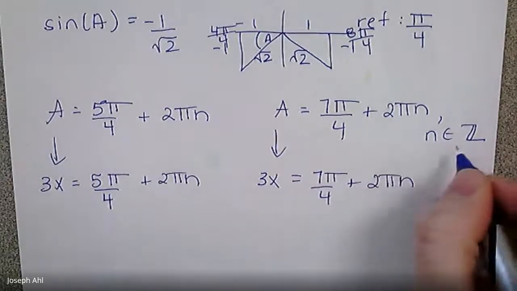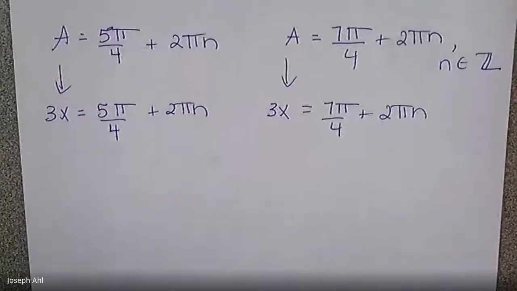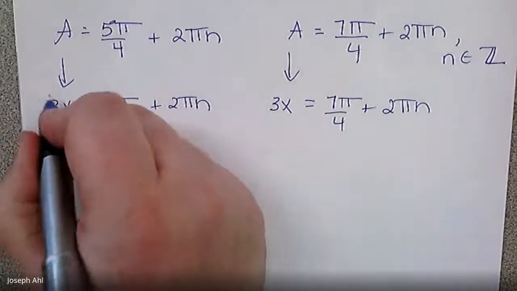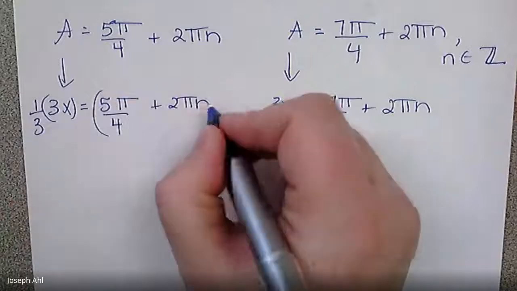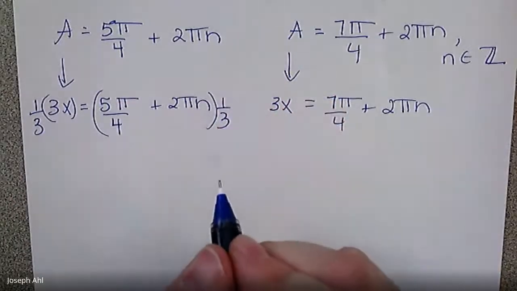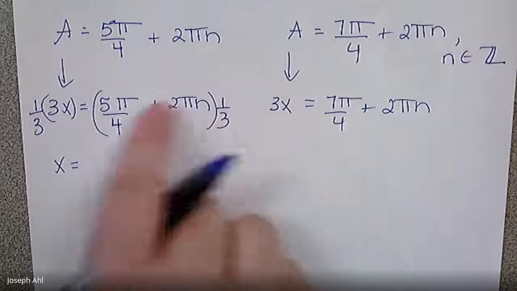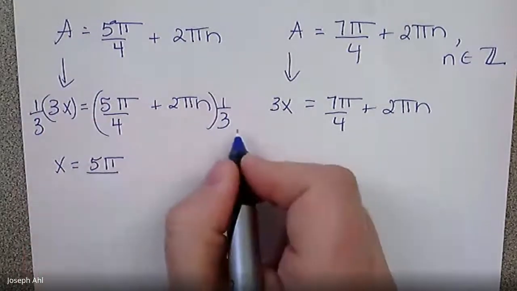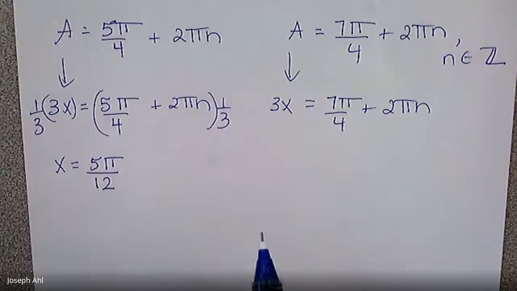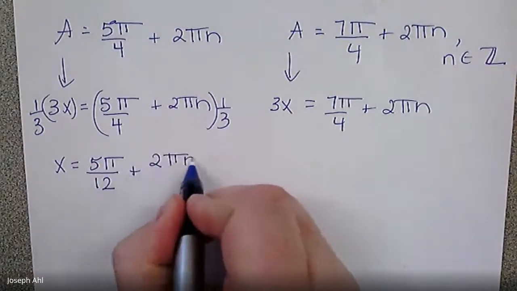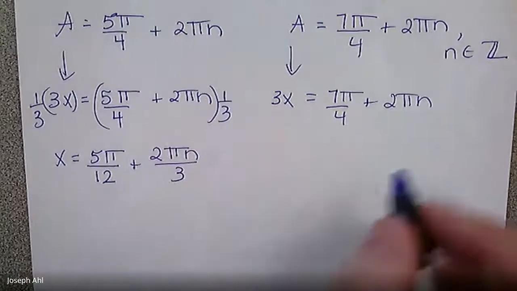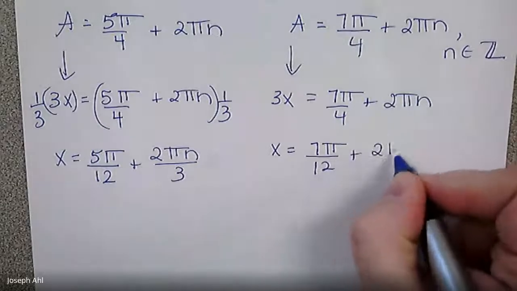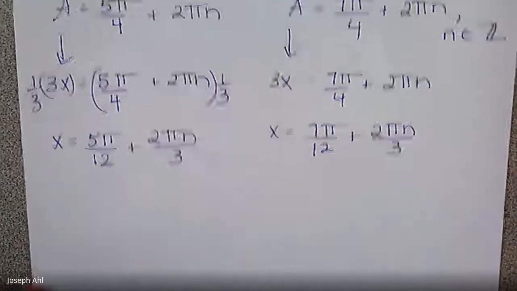Okay, and you don't have to carry this n as an element of the integers down every time. All right, now remember what I did earlier. Instead of dividing by 3, I think it's going to probably look nicer if you multiply both sides by a third so that you get x equals, when I multiply this by a third, 5 times 1 stays 5 pi up there. 3 times 4 is 12 in the denominator. This would be plus 2 pi n over 3. All right, similarly over here, you would get x equals 7 pi over 12 plus 2 pi n over 3.